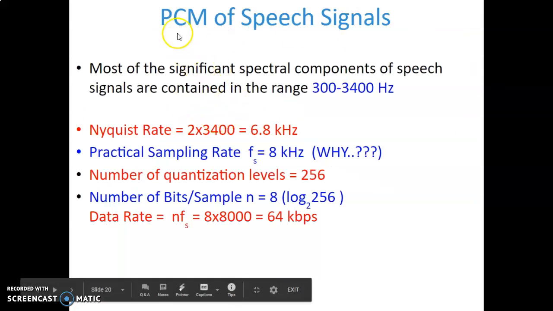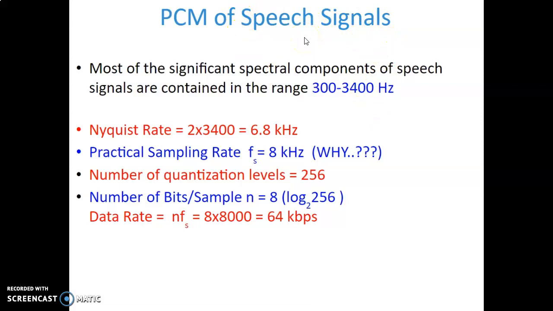Now consider PCM of a speech signal, which is analog. If we want to transmit an analog speech signal in digital form, then the speech signal has a frequency generally from 300 to 3400 Hertz. Maximum frequency is 3400 Hertz. So what should be the Nyquist rate? It should be twice fm, which is twice 3400, equal to 6.8 kilohertz. But the practical sampling rate Fs will be equal to 8 kilohertz.